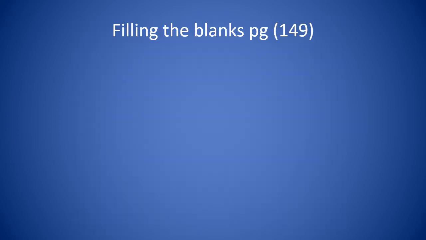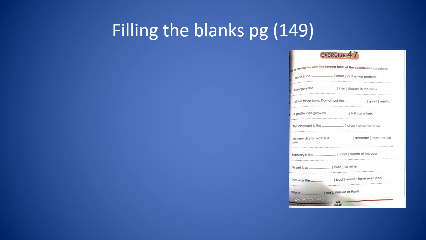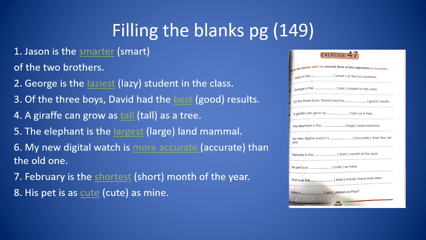Students, this is an exercise from your book Grammar and Usage, page number 149, exercise 47. Here you are given different adjectives and you have to fill in the blanks with the correct degree of adjective. Number 1. Jason is the smart of the two brothers. Here two brothers are compared and they are unequal. So we will use comparative degree, which is smarter.